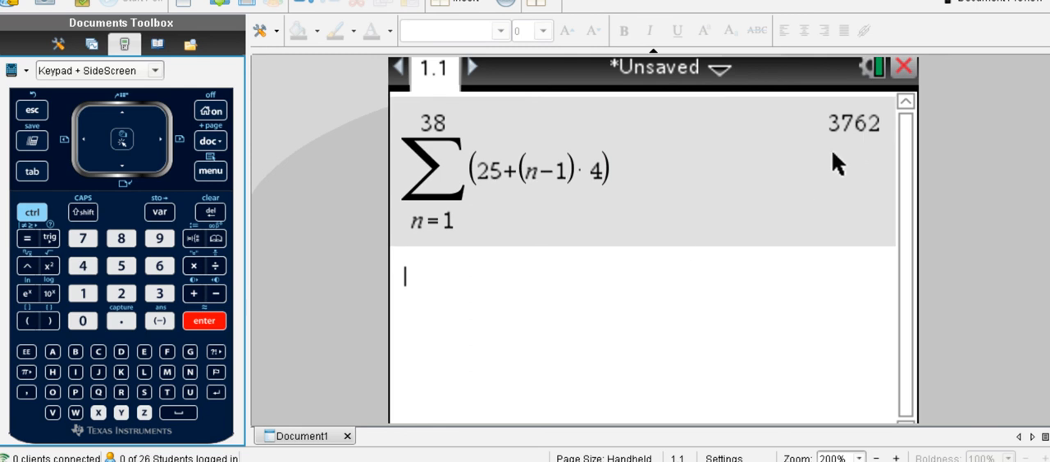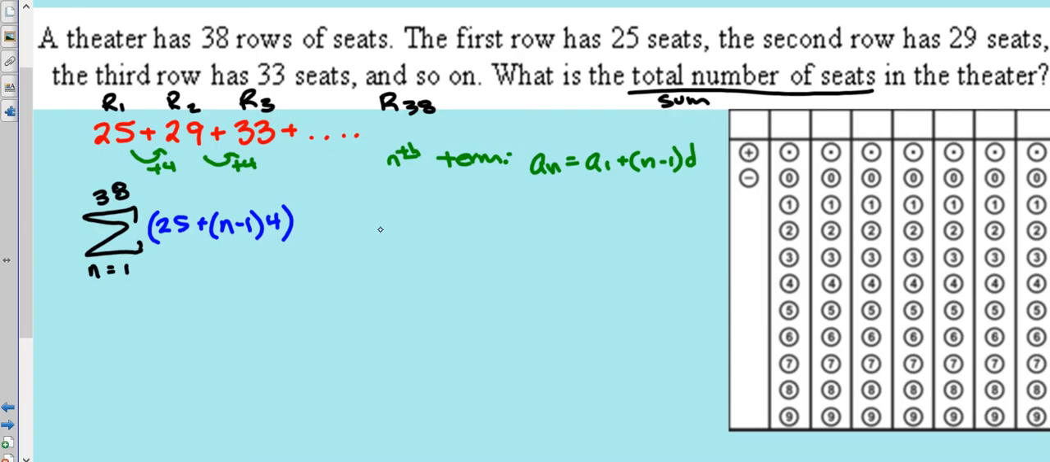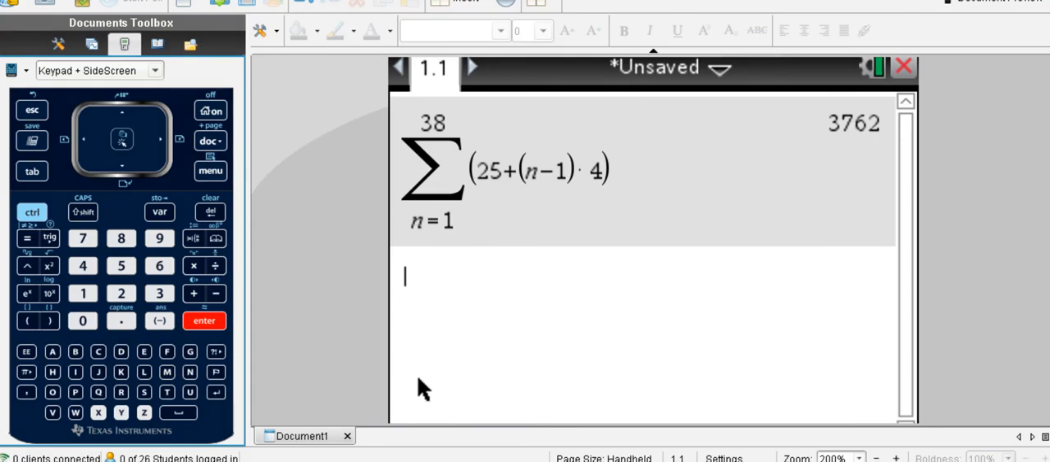Press enter. It tells me 3,762 seats. So there's a total of 3,762 seats when we do this sum, and that would be our answer. 3, 7, 6, 2. As long as I didn't miscopy that. Let's check one more time. Yep, 3,762.